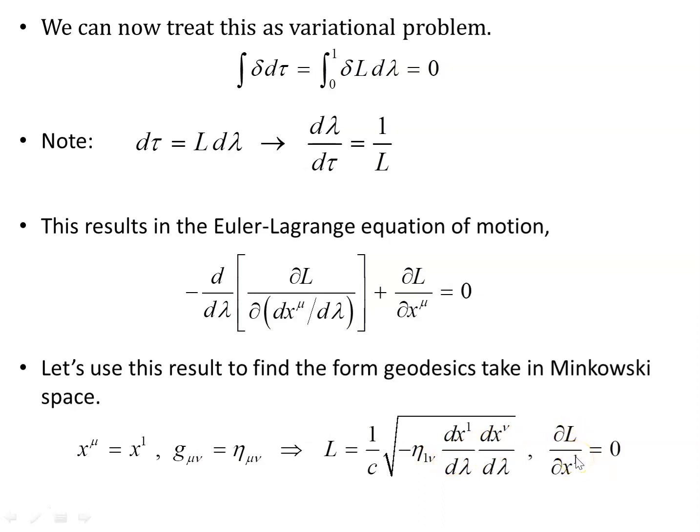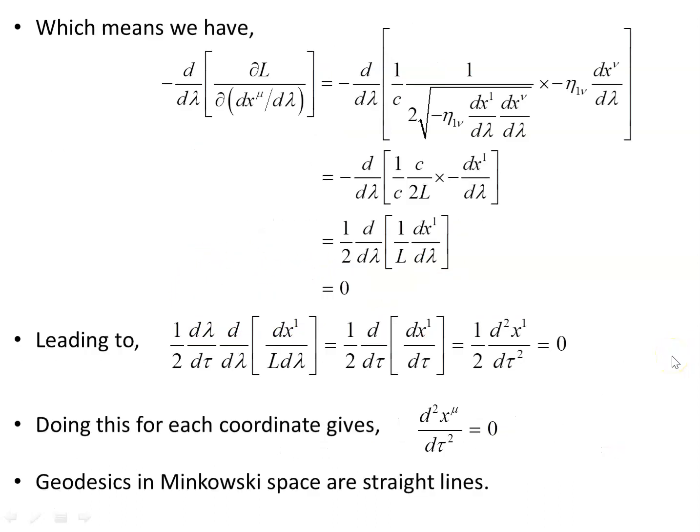dL/dx1 from our Lagrangian, if you remember on the previous slide, is 0. Remember, here's the Lagrangian. There's no dependence on the x1 coordinate, only on the derivatives of each of the coordinates. So this bit is 0, so that bit disappears. We're only left concerned with this part in here. Let's have a look at that.